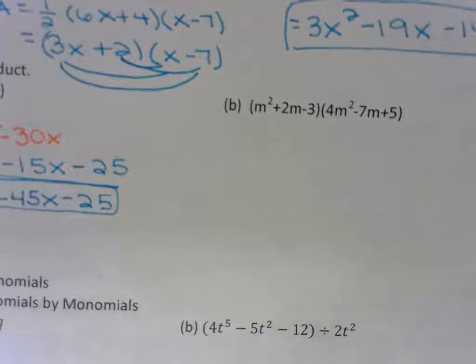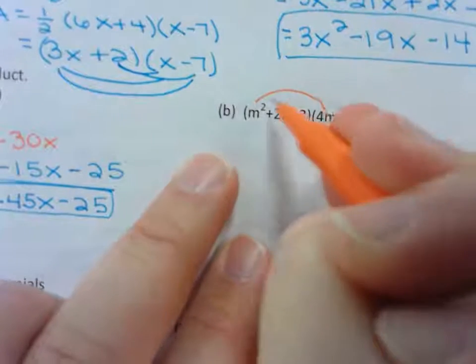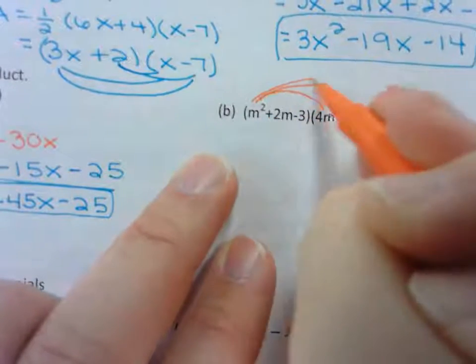It is a trinomial times a trinomial. You do it the same way. These ones are going to have lots of terms to keep track of. So make sure you go through and you see, okay, I'm taking this first term, distributing, second term, third term. So we're taking each term in my first parenthesis and distributing it.